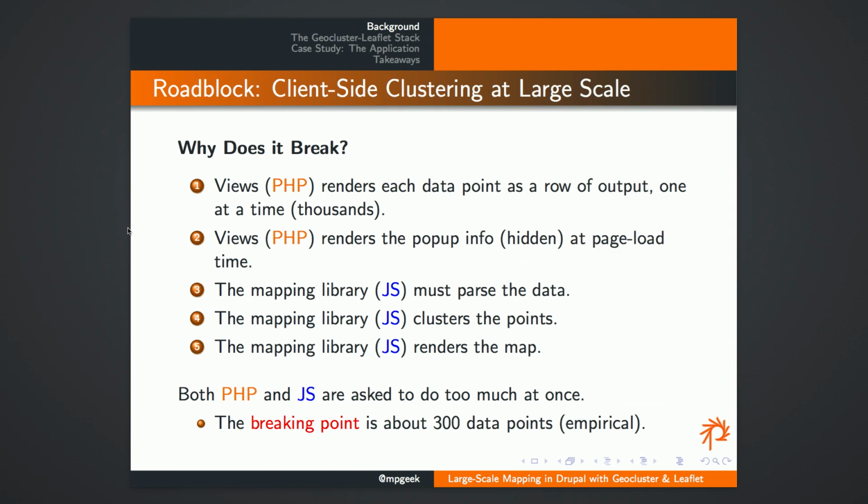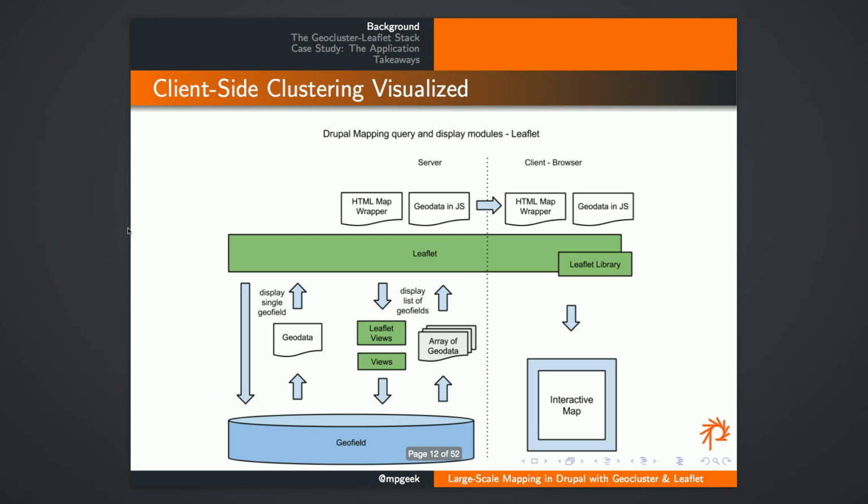And we did some testing, and something between 5,000 to 10,000 points. After 300 points, client-side clustering is way too slow. So this is basically what's going on, and you can easily see the problems here. Everything is stored in GeoField, and in something like entity map, you're mapping one entity, and it goes to Leaflet, crosses to the client side, and you have an interactive map. And we bring in Leaflet views to do lists. We still have an array of geodata. This list is still thousands of elements long, inherently slow.